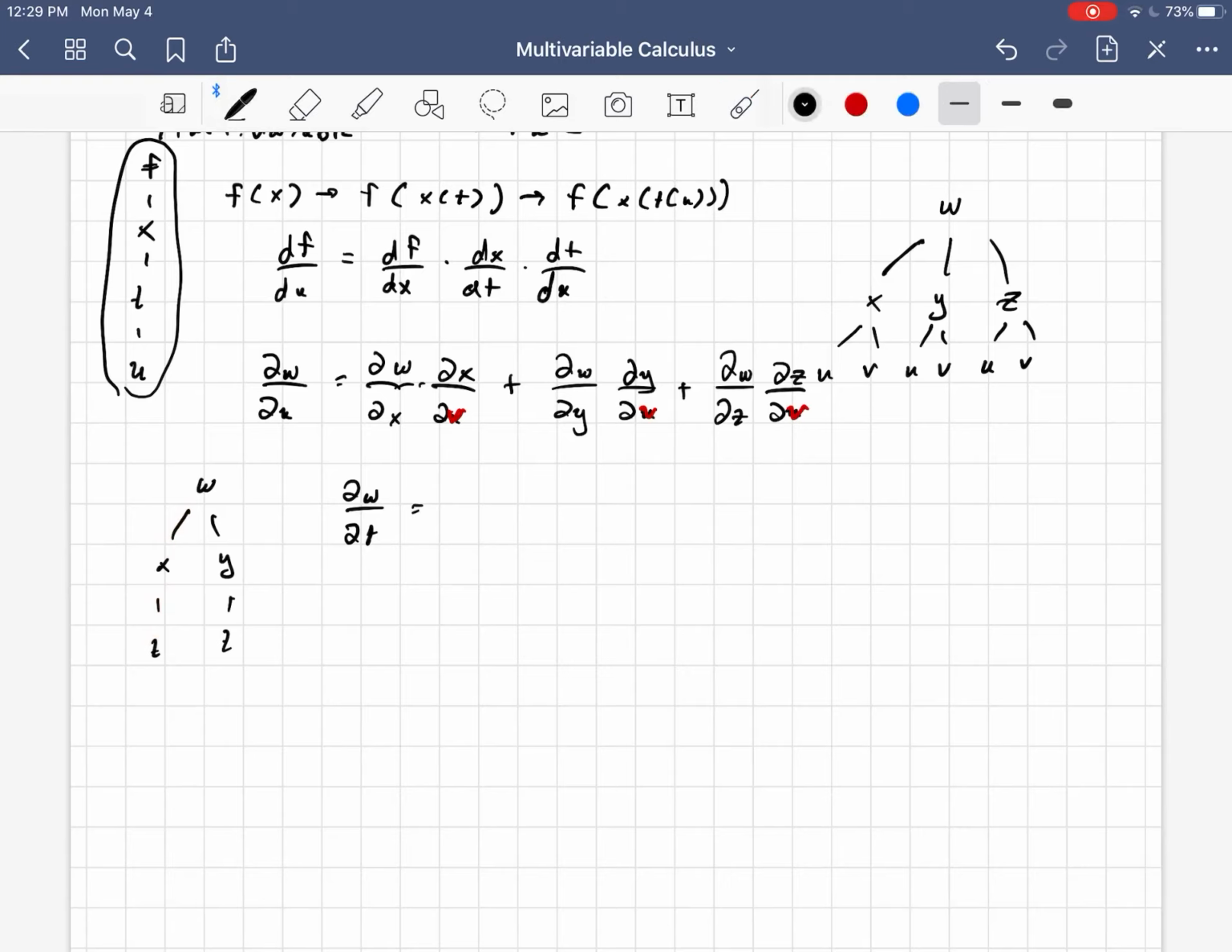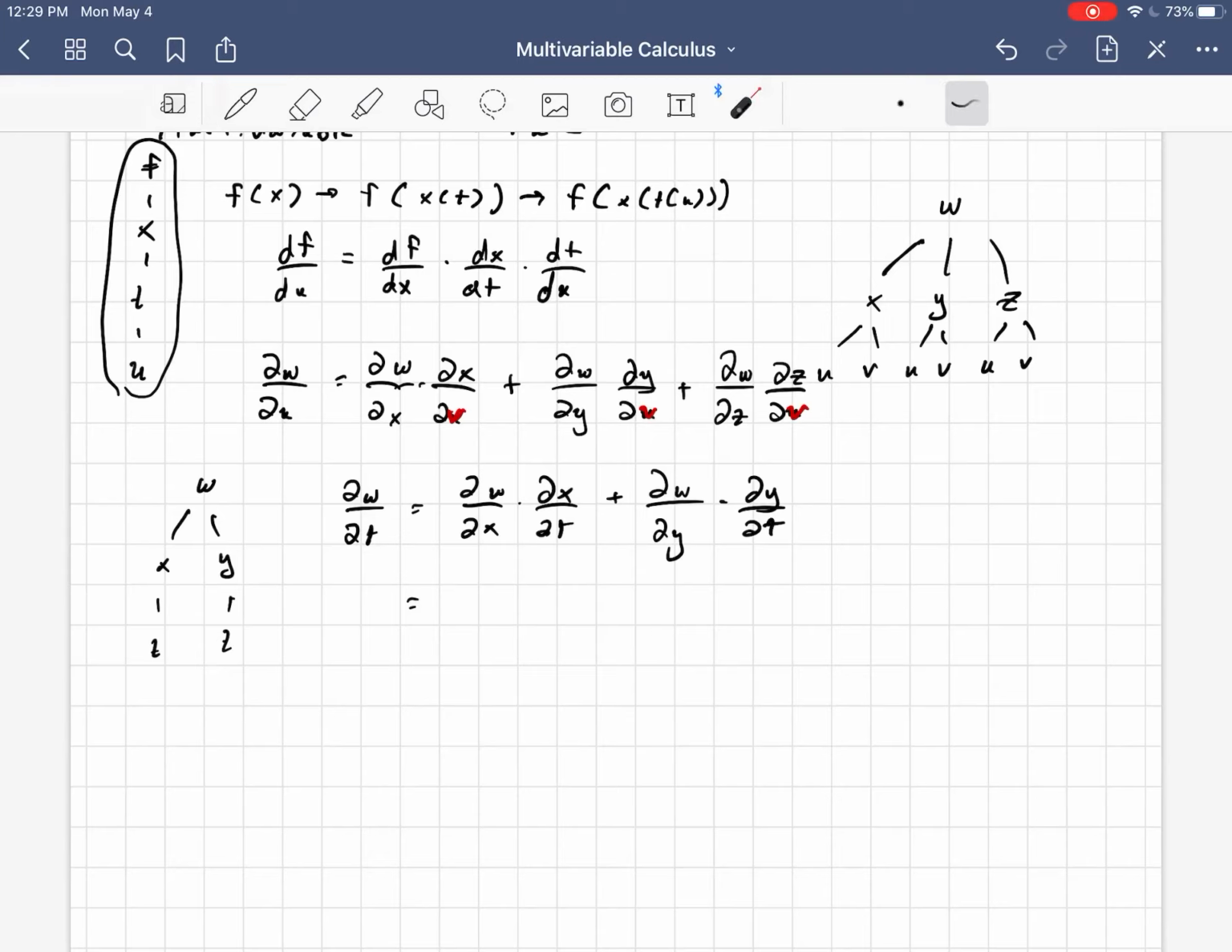You don't normally see it written this way, but for now, I'm just going to write it as partial w with respect to x times partial x with respect to t, plus, so this first part here comes from going from w to x and then x to t, and now we're going to go from w to y and then y to t. So we have partial w with respect to y times the partial of y with respect to t.